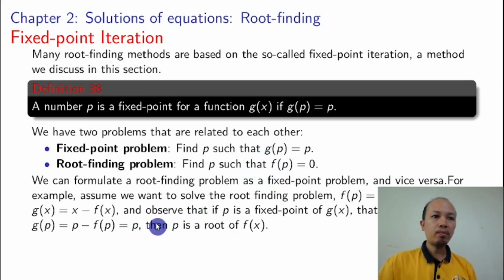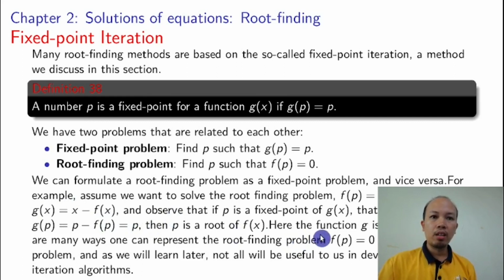Okay, so the question now is, here the function g is not unique. So remember that the function is not unique. There are many ways one can represent the root finding problem f of p is equal to 0 as a fixed point problem. And as we learn later, not all will be useful to us in developing fixed point iteration algorithms. This is because maybe the choice of your g is not good, so that's why it fails to solve the root finding problem.